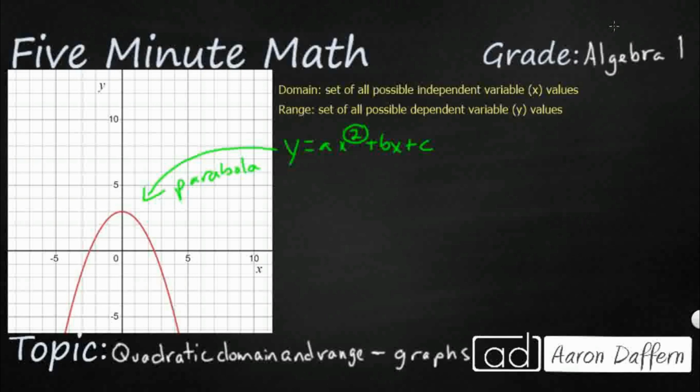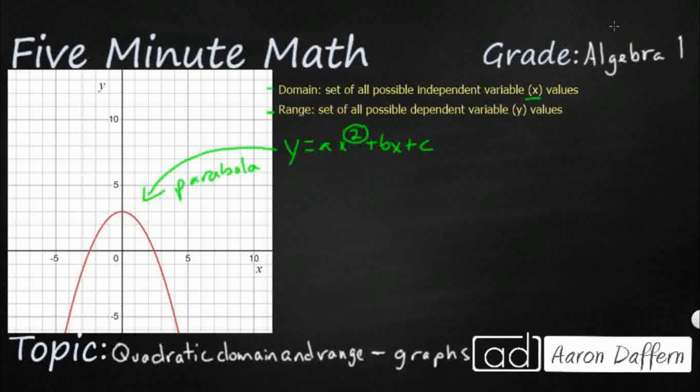Now the domain and range are those two terms. We've seen those before in the linear function. So sometimes we'll see a line on a graph and we'll need to find the domain and range of that line. So we also need to find the domain and range of this parabola if it's a quadratic function. So the domain is still going to be all possible independent variable values. So those are our x values.